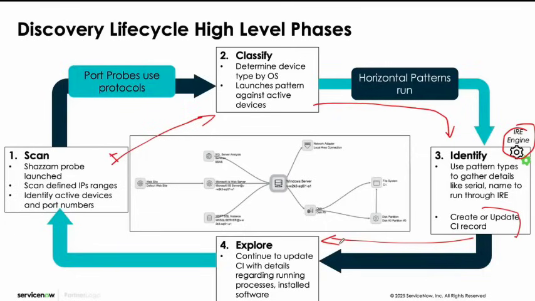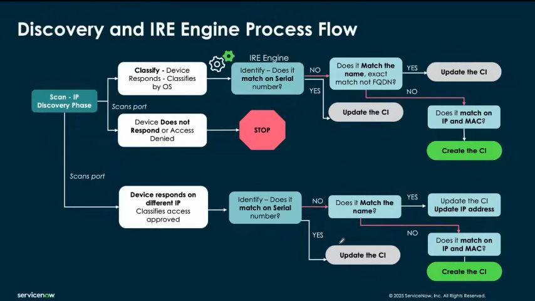Now let's take a closer look at the IRE decision-making process. The IRE engine plays a critical role in preventing duplicates and keeping your CMDB clean. And here is how it works. After the classification phase, the engine checks if the device matches on a serial number. If there's no match, it tries matching on the name, the IP, and the MAC address. If it matches at any point, the CI record is updated. If not, a new CI is created.